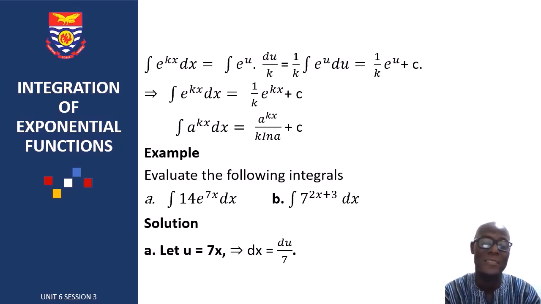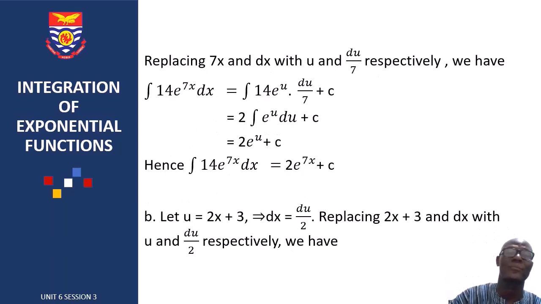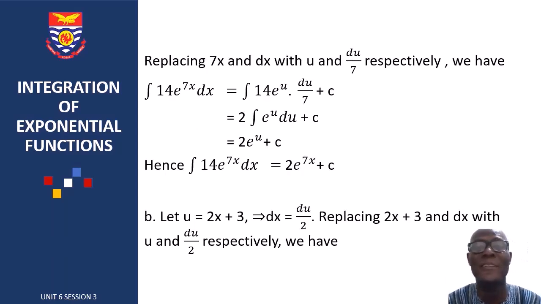Now in the first case, to find the integral, we let u be 7x, which implies that if we differentiate u with respect to x, we have du over dx to be 7. And making dx the subject, we have dx to be du over 7. Now replacing 7x and dx with u and du over 7 respectively, we have the integral of 14 e power u multiplying du over 7 plus c.